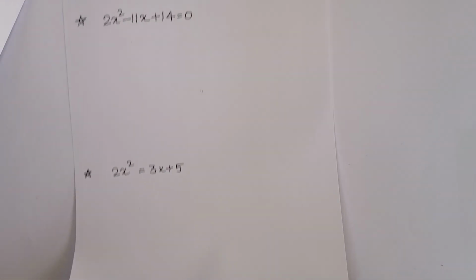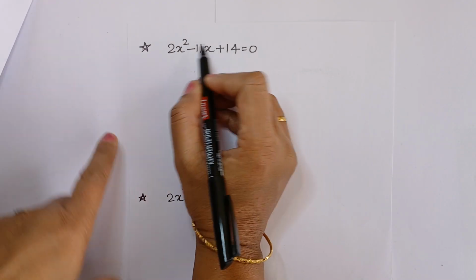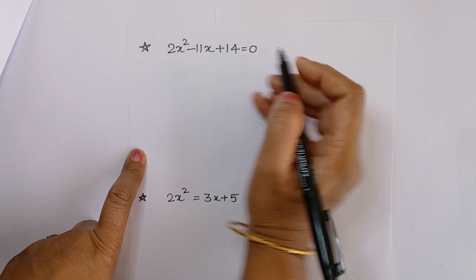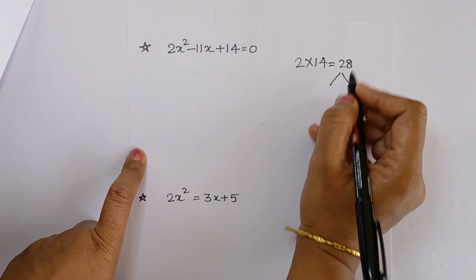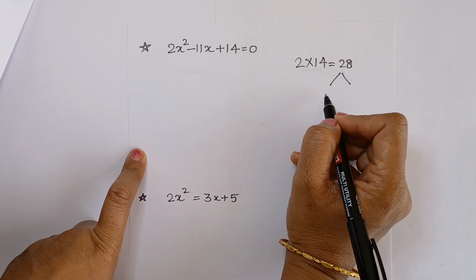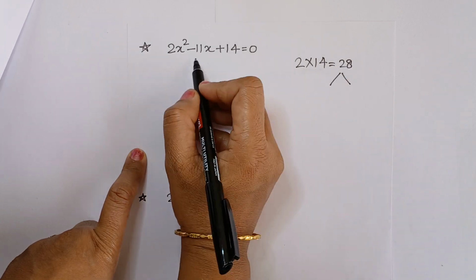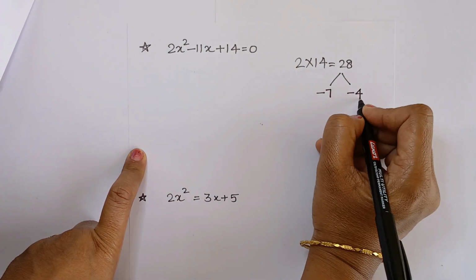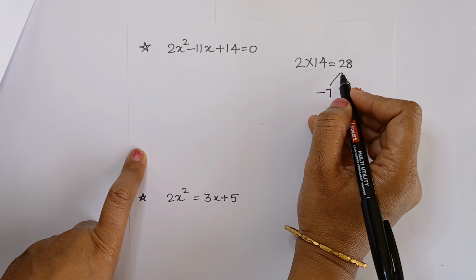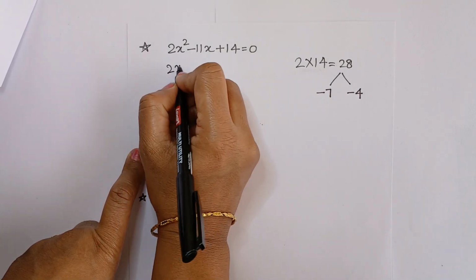Now another question. 2 into 14. So the first thing we will be doing is 2 into 14. We will get 28. Now I have to split 28 again, so that the product of these two numbers should be 28, but addition or subtraction should be 11. So these will be minus 7 and minus 4. Minus 7 and minus 4 is plus 28, and their addition should be minus 11.